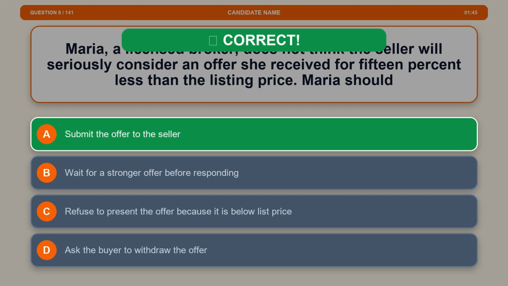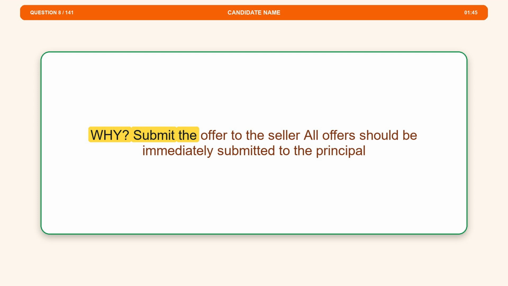The correct answer is option A. Submit the offer to the seller. All offers should be immediately submitted to the principal.